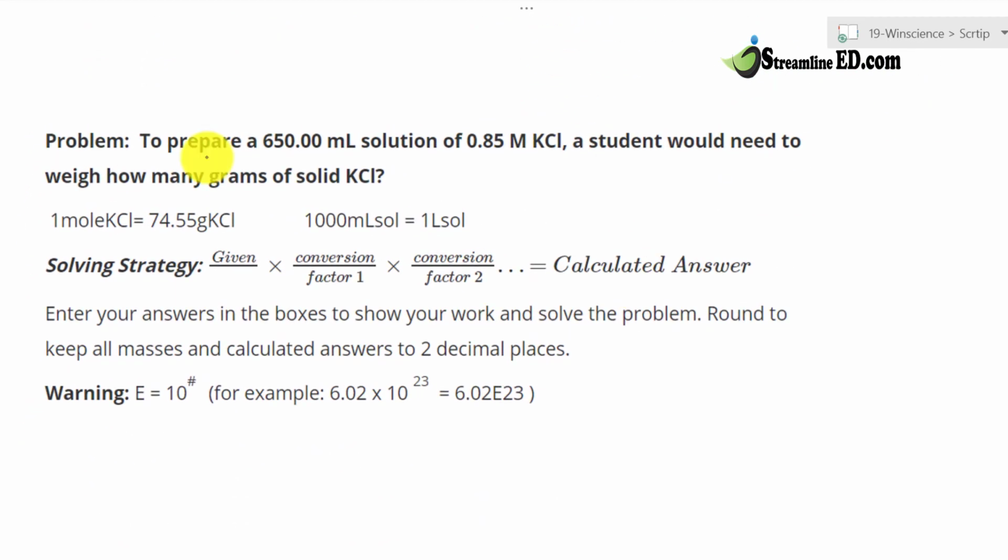Let's try another problem, but in this problem, we're going to make it a little more tricky. In this case, we have to prepare a 650 milliliter solution. Notice this is milliliter, so we need to convert to liter of solution, because molarity is in liter of solution. But we have the conversion factor, and I'm going to show you how to use it.